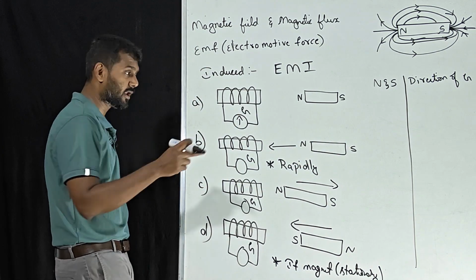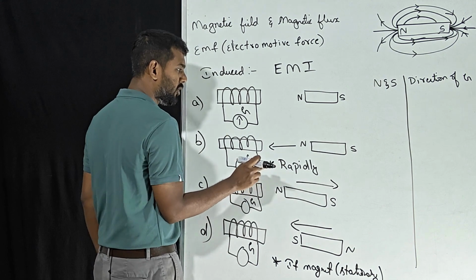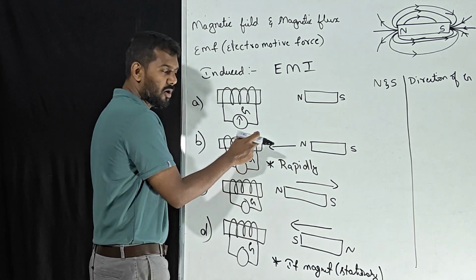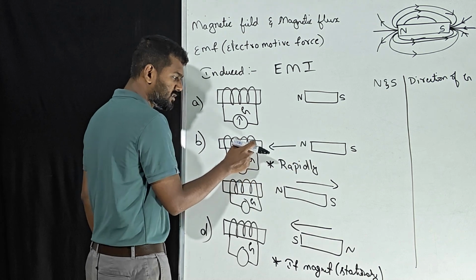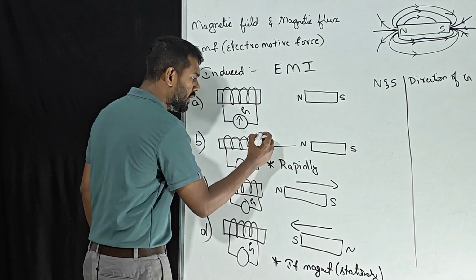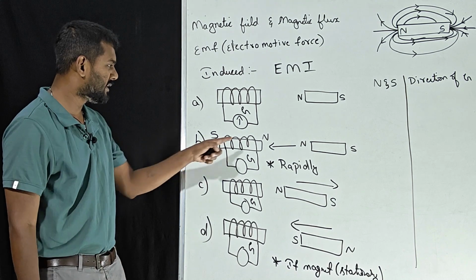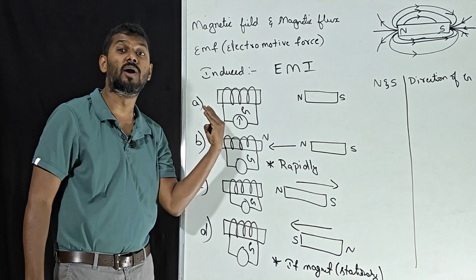This is very much important. This direction is also very much important. Listen, whenever a magnet moves towards the coil, which side of the pole is moving towards it? North side. So this side becomes north and this side becomes south. See which side is moving towards it.